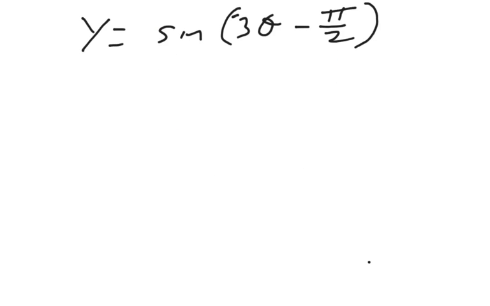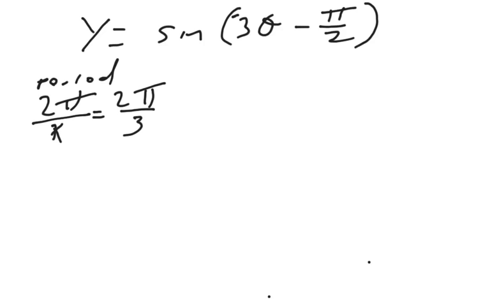Alright, this one's a little bit harder, so we're going to do a couple of these. First off, I'm going to get the period. Now the period is 2 pi over k, which in this case is 2 pi over 3. And to start, I'm going to take whatever's inside and set it equal to 0.